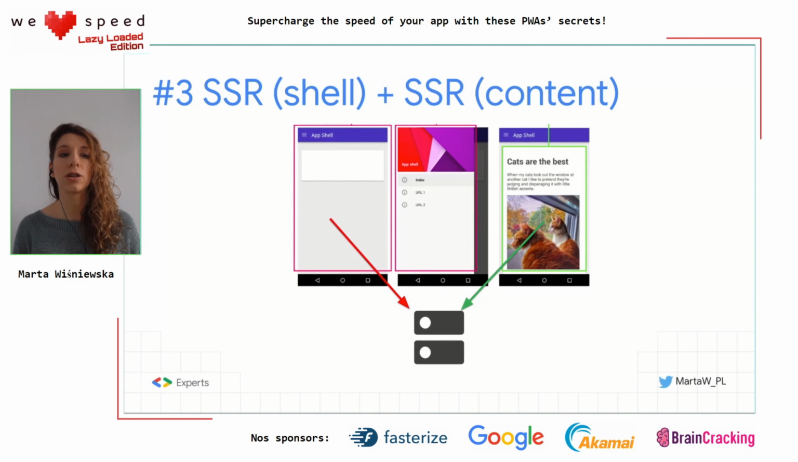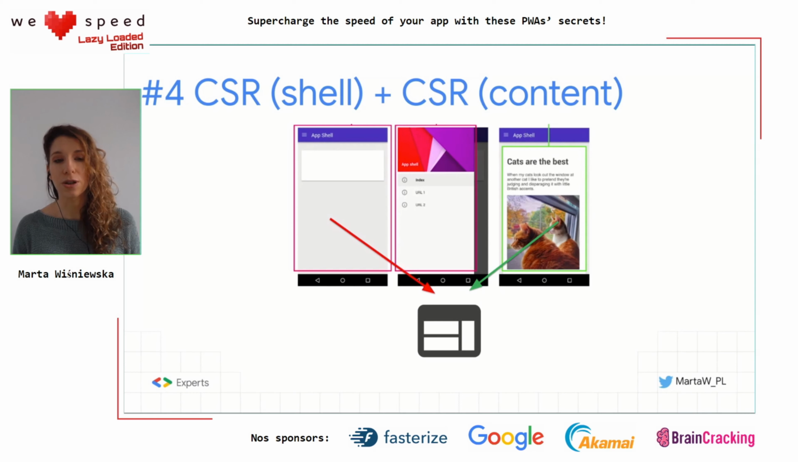And the other option is to only use server-side rendering and cache everything that you can. So this is the app shell, but also the full content. This solution is great for static pages because it allows you to create really fast apps. But there can be a problem with fresh content. But if your app has the same content, it's a really good solution.